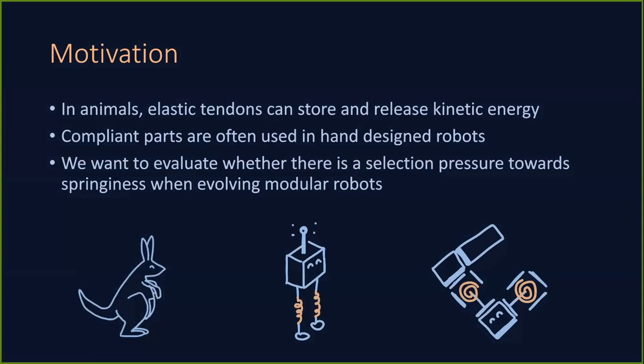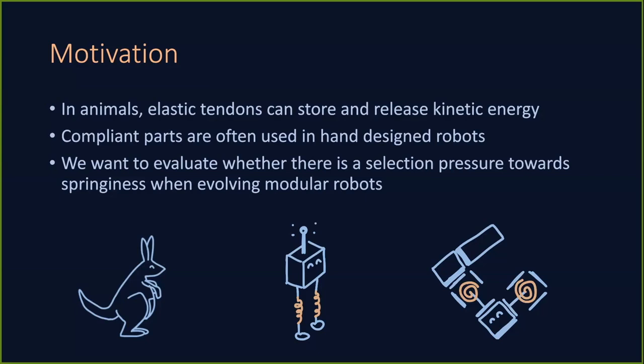For this paper, we were inspired by elastic tendons in animals in nature. Animals in nature have a lot of specializations in their morphology that have adapted over time to save energy. One example of this is elastic tendons. During the gait cycle, animals can store and release kinetic energy, which saves a lot of work for the animal's limb.